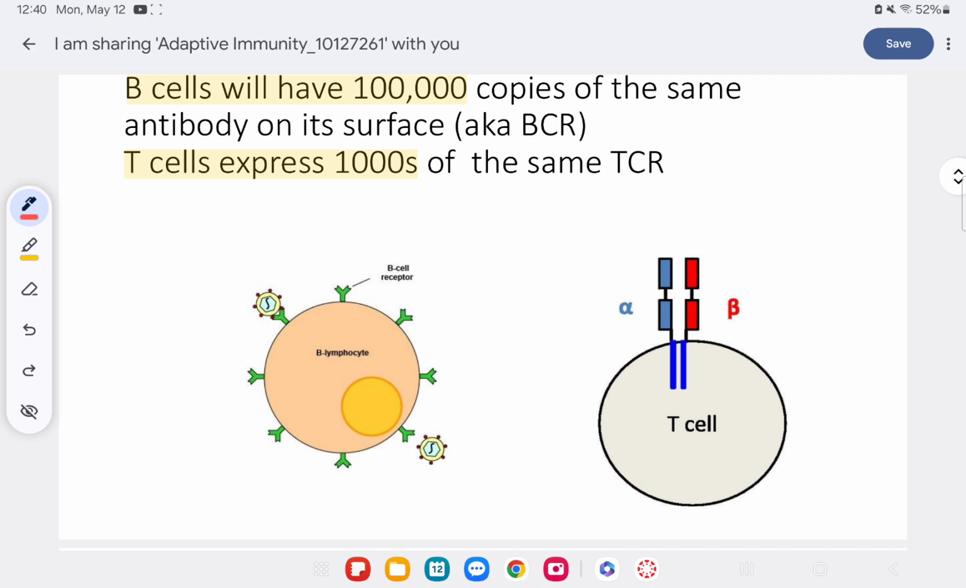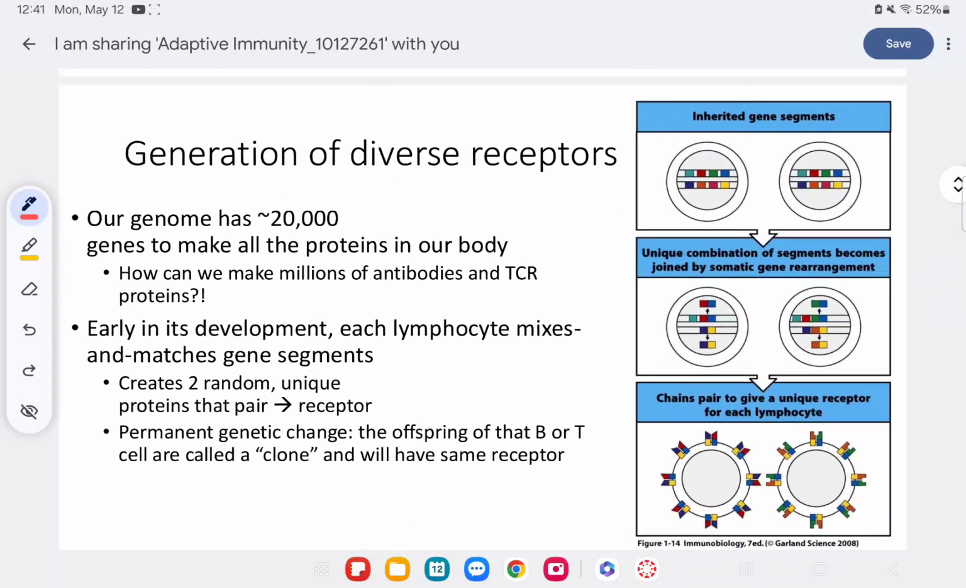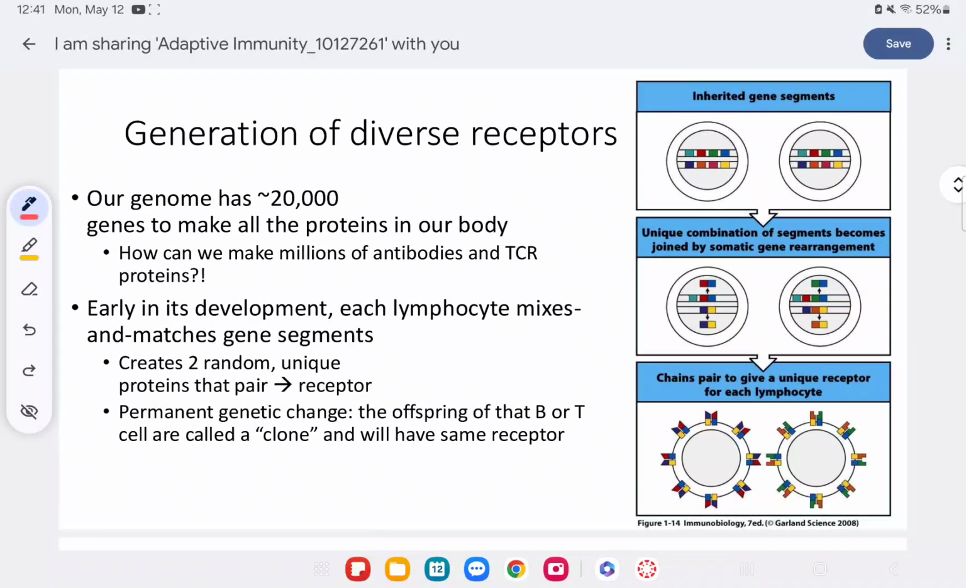Sure, no problem. So there's tons of different types of these receptors, and this is because we are diploid. You have copies of how to make this B cell receptor and T cell receptor from your mom and from your dad, and they mix and match. That's what's going on here.